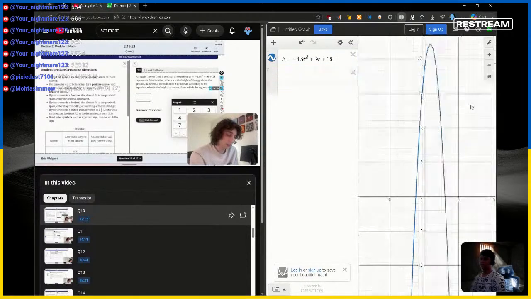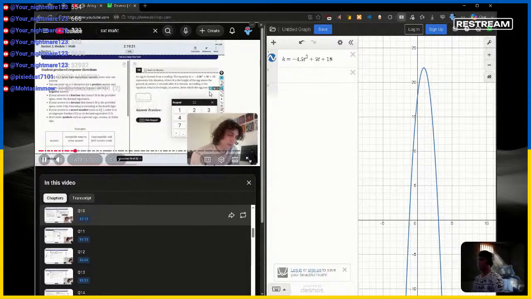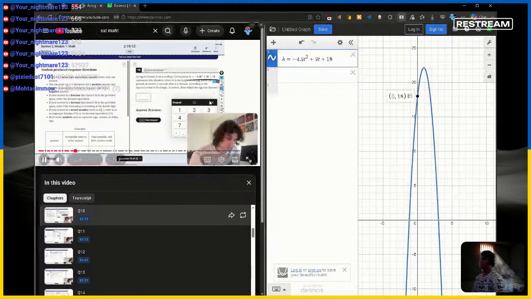Okay, so the egg was thrown from a rooftop. This equation represents the height of the egg above the ground, where h is the height of the egg in meters and t is seconds after it's thrown. According to the equation, what is the height in meters from which the egg was thrown? The answer is 18.